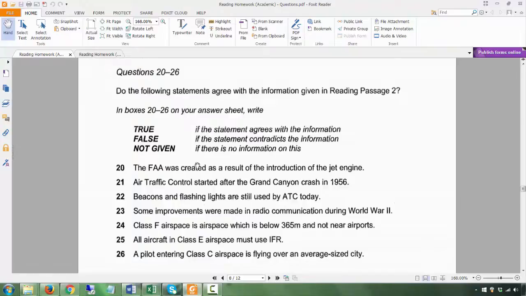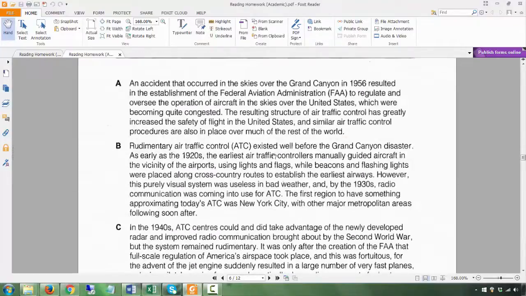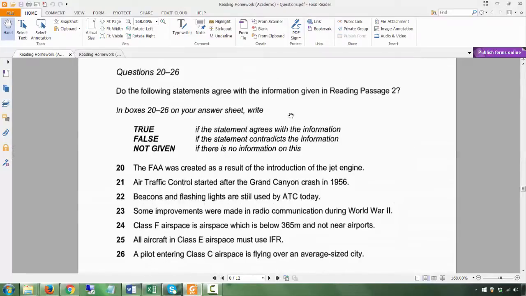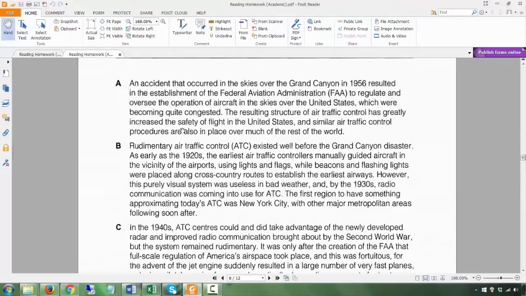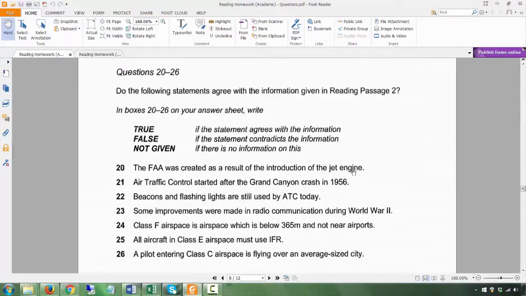Okay, so 20, the FAA was created as a result of the introduction of the jet engine. Okay, the FAA. What was the cause of the creation of this FAA? An accident occurred, resulting in the FAA. Was it a result of the introduction of the jet engine? No. Very clearly, it says that the accident resulted in the establishment of the FAA. So this is clearly false. Okay, it can't be not given, because it can't be two things resulting in the creation of an FAA.